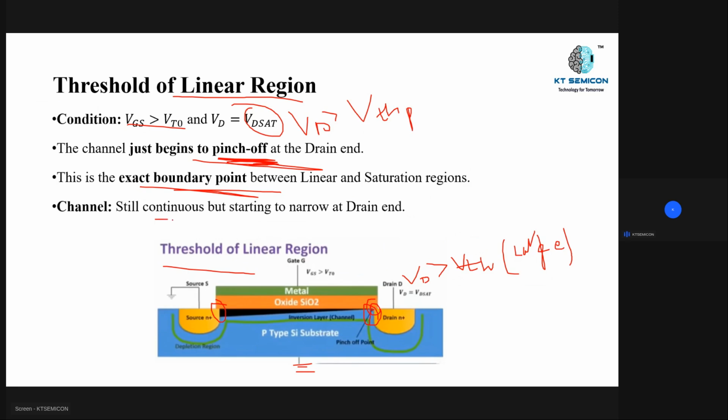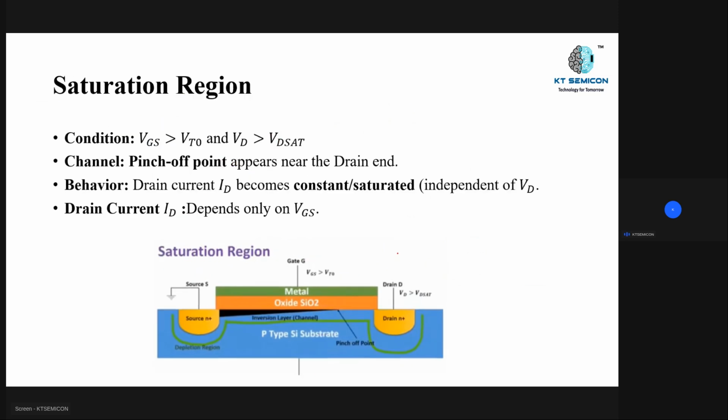So it is still continuous, but starting to narrow at the drain. There is a connection between source and drain, but it is very narrow, a very small amount, at the very exact boundary point. Okay, so this is the case. This region is known as the pinch off region. Okay, so again we are increasing the VD voltage.